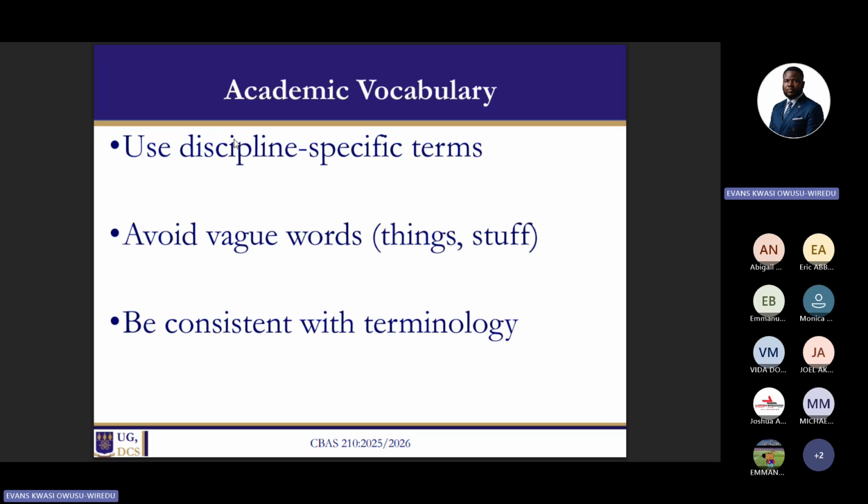Okay, so academic vocabulary, the choice of words, the usage of words: use discipline specific. Discipline specific basically means that you should maintain your domain. So in this regard, we are talking about the IT, the computer science environment. You get it? And its related terms and jargons, formal ones, of course, and so on and so forth. And then avoid using vague words.